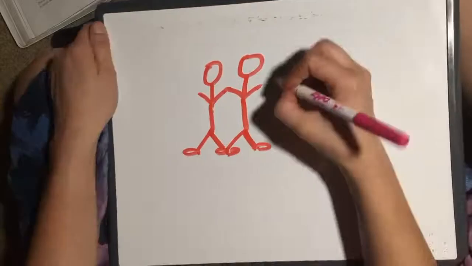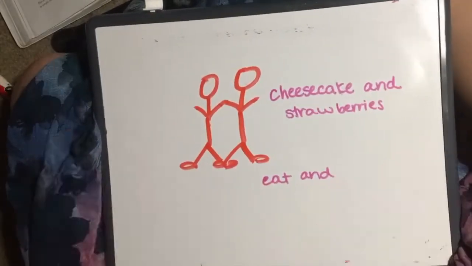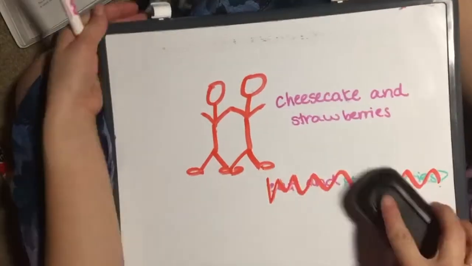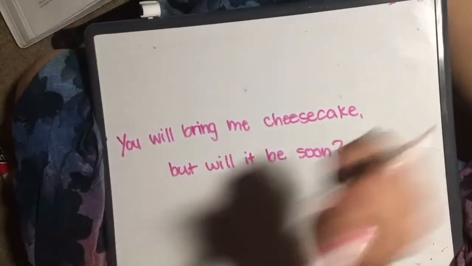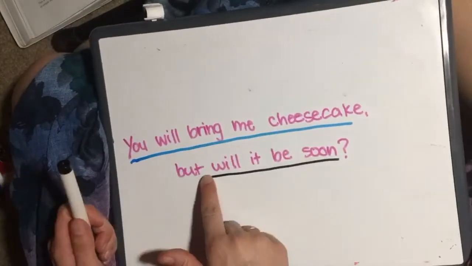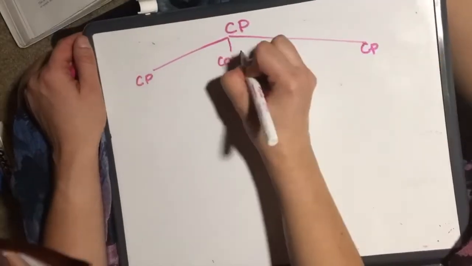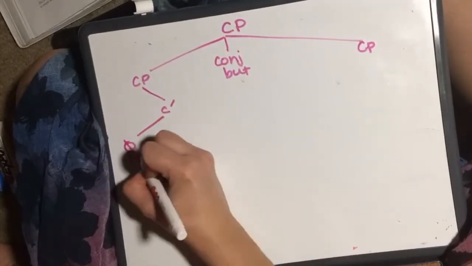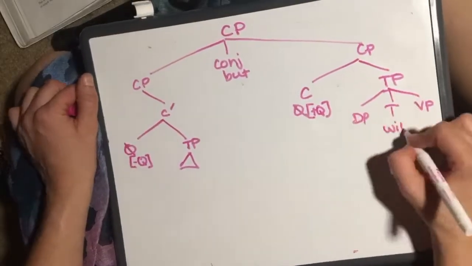Moving on to more evidence. English only allows two things that are alike to be conjoined. Cheesecake and strawberries, eat and devour. Eat and strawberries? No. So then why is it that in English we allow a statement to be conjoined with a question? "You will bring me cheesecake, but will it be soon?" So if a phrase with a complementizer or a null complementizer can be conjoined with another phrase, doesn't that mean that that phrase also has a null complementizer?